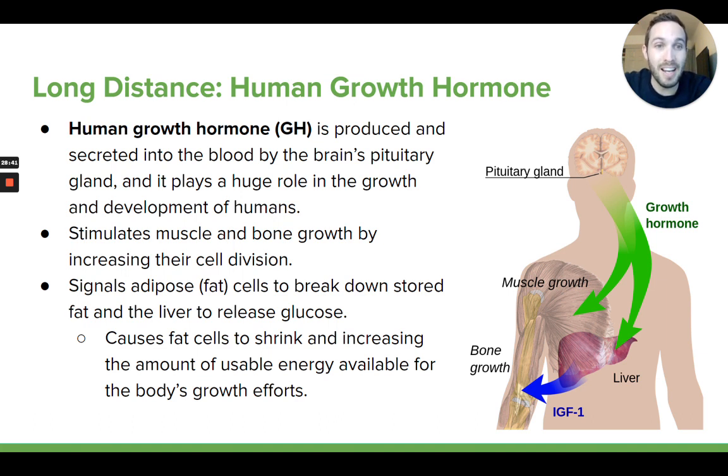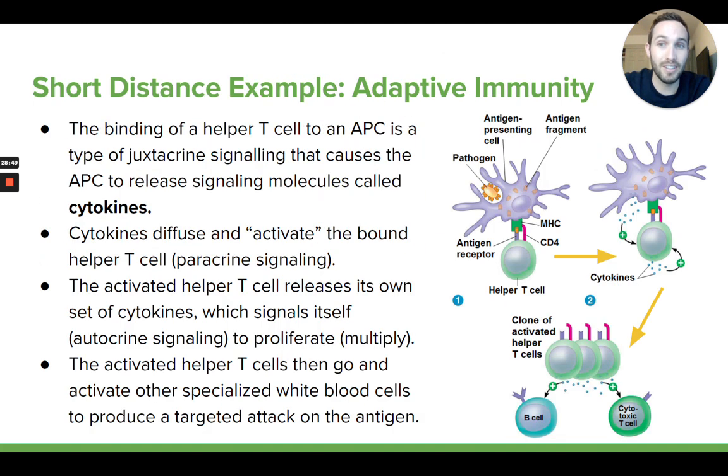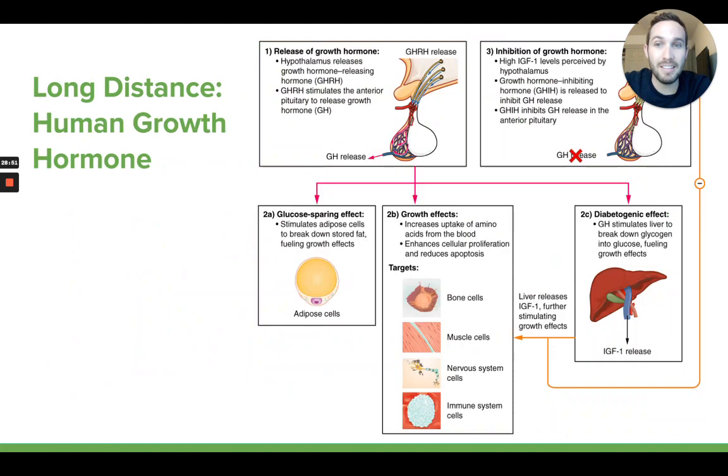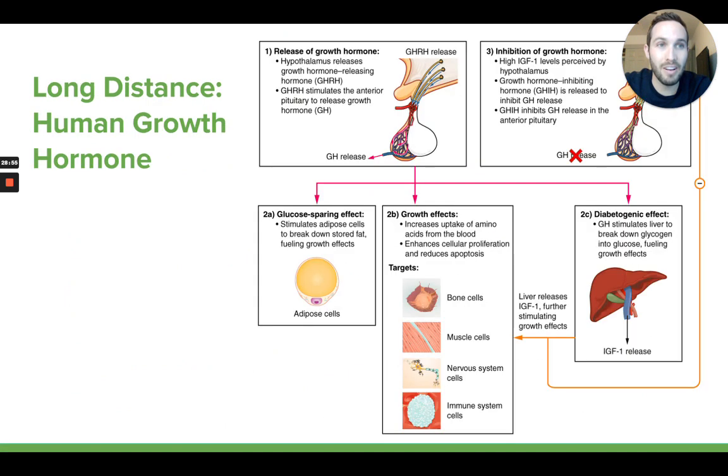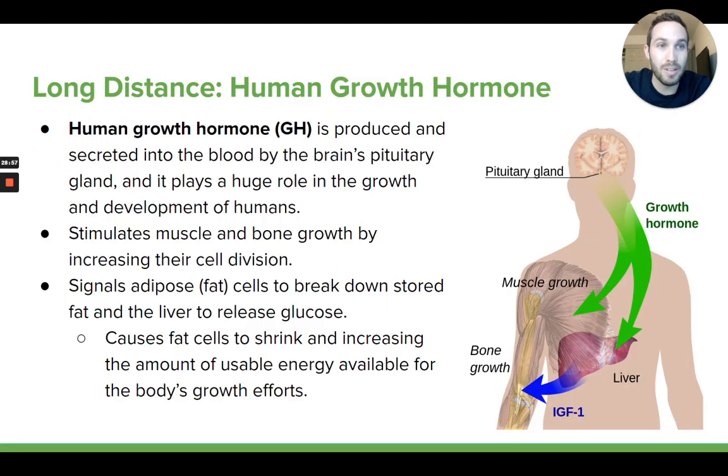But again, anytime you have a situation where a signaling molecule is being released into the blood, which would be a hormone, that is long distance communication, or we call that endocrine signaling. Anyway, that's it for these notes and these different examples. So hopefully you guys have a pretty sound understanding of what juxtacrine signaling is, paracrine signaling, autocrine signaling, which are all kind of like short distance communication, and how that's a little different than endocrine signaling, which is more long distance.